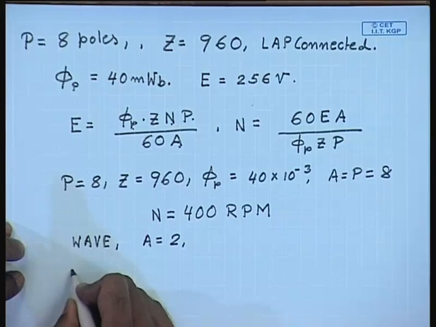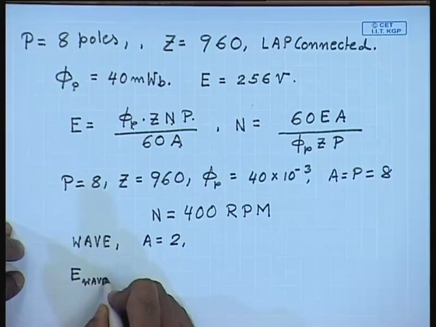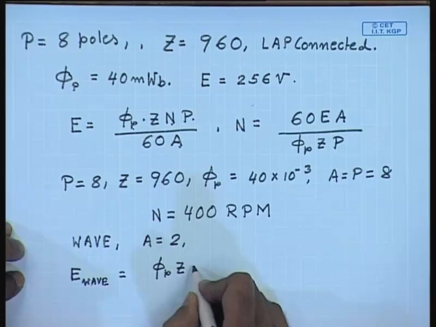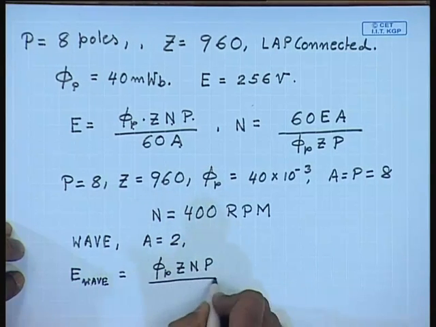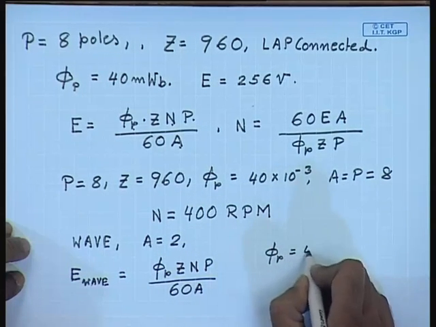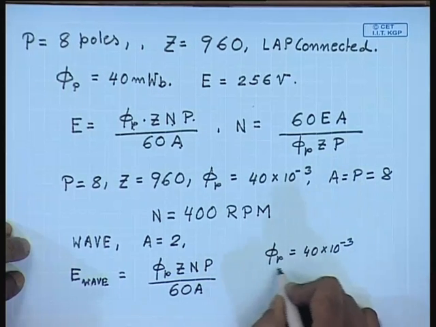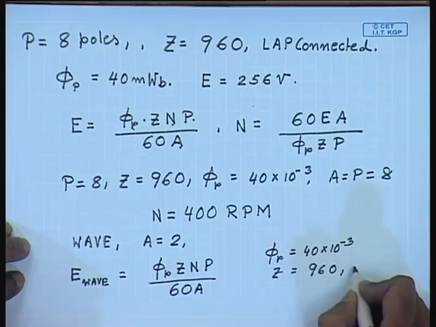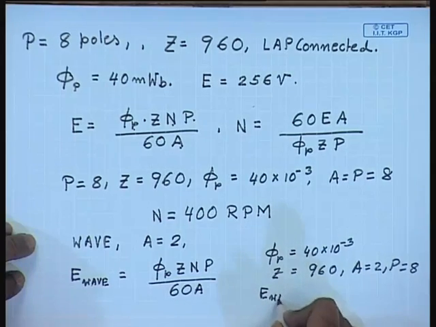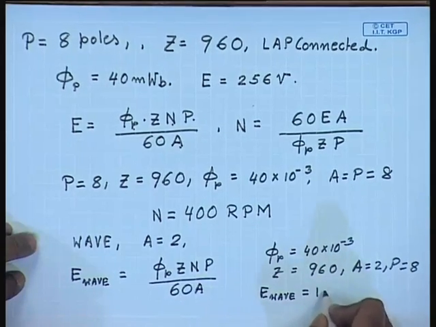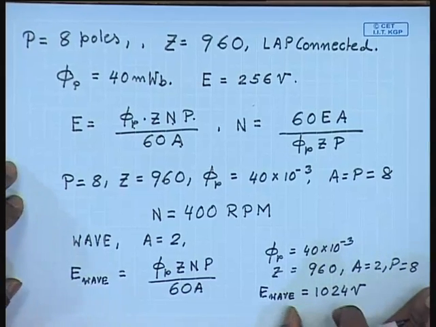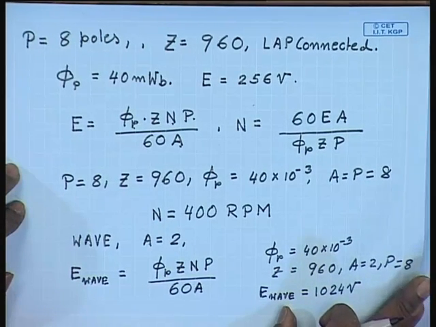So, for wave, E wave will be equal to phi p z n p by 60 a. Substituting the values phi p equal to 40 into 10 to the power minus 3, z equal to 960, a equal to 2, p equal to 8, we get E wave equal to 1024 volts. So, the induced voltage in a wave connected machine at the same speed will be much higher.